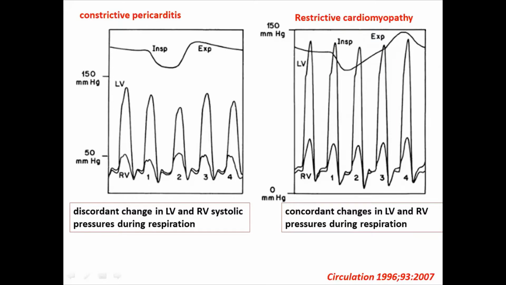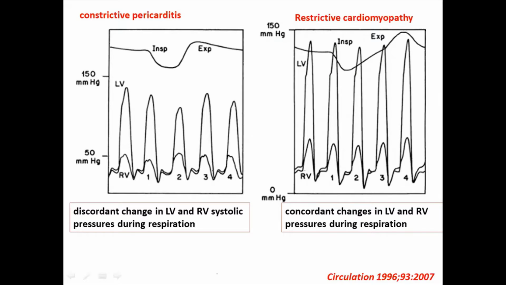Any change in the pressure on the left side, any change in the pressure on the right side, there will be a change or increase in the left ventricle. So the change in LV and RV will be concordant in case of restrictive cardiomyopathy. This is physiology and it is a great topic. I just bring it as an example because our topic is only hemodynamics.